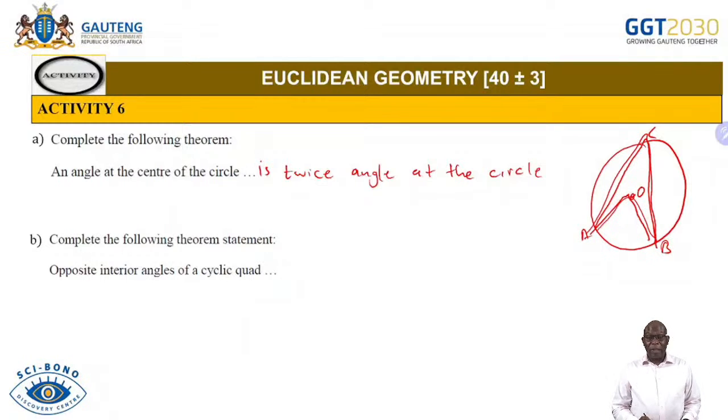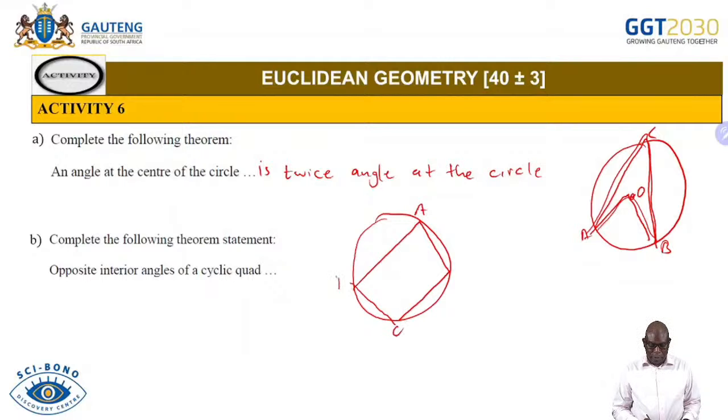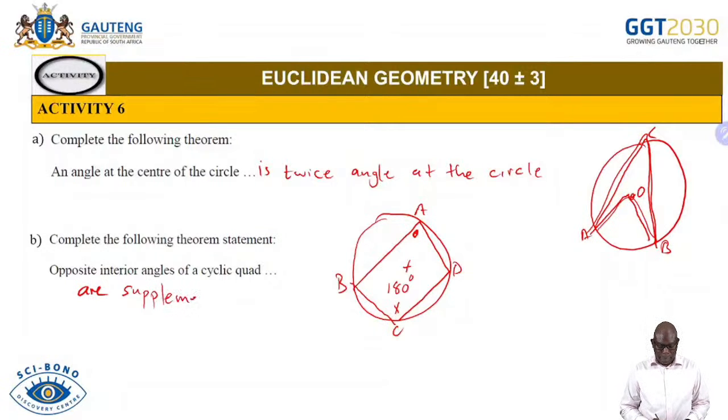Right. Opposite interior angles of a cyclic quad, what do we have? We are having a cyclic quad, and we're talking about opposite angles of a cyclic quad. That angle here plus that angle there must give us how much? 180 degrees. So we can just say they are supplementary, which means that they add up to 180 degrees. So in geometry, these are things that you need to get. As I said, get your examination guideline.